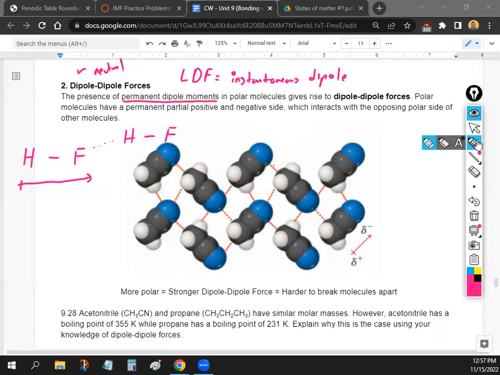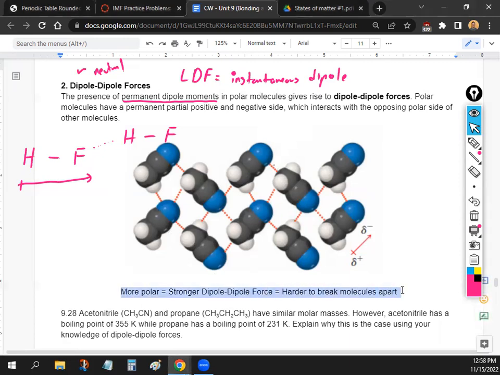Okay, so again, you guys can probably figure out this pattern, or this reasoning. The more polar something is, the more polar the molecule is, the stronger the dipole force will be. And the stronger the dipole force, the harder it will be to break them apart from one another.